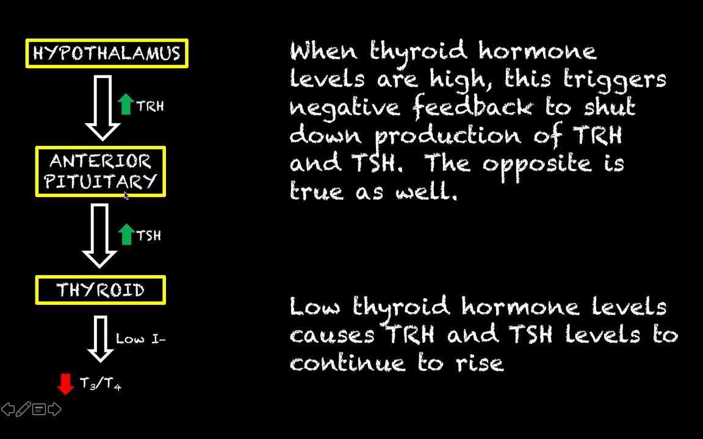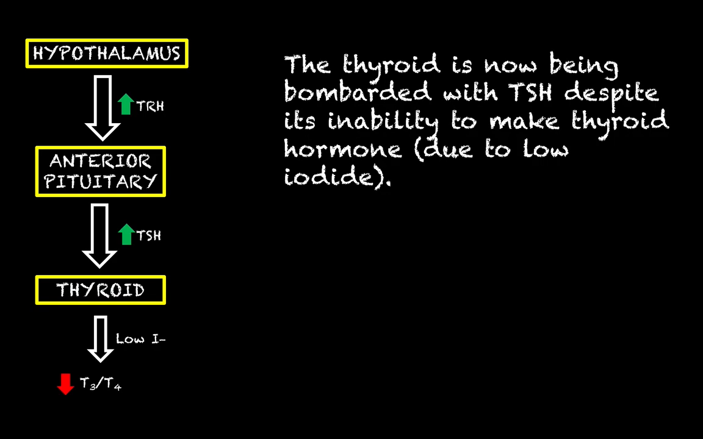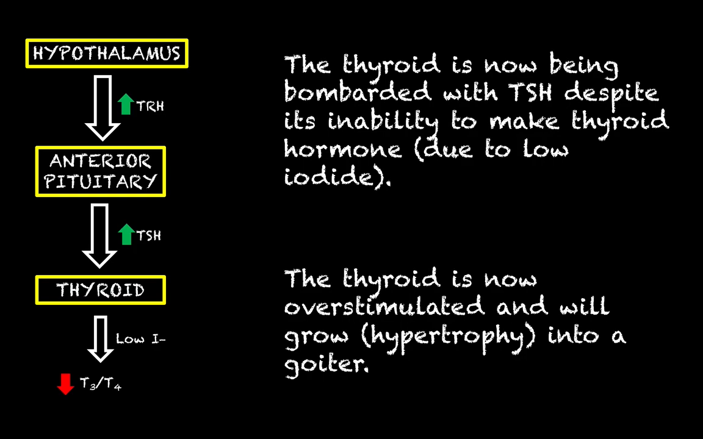So think of this from the perspective of the anterior pituitary. It is sending TSH to the thyroid. It is telling the thyroid, hey, you need to be making thyroid hormone. So if the thyroid doesn't produce the thyroid hormone, the anterior pituitary is going to assume that, well, the thyroid's not listening to me. Well, I better tell it again, except I better tell it louder this time. So from the anterior pituitary's perspective, it's thinking, well, if I just bombard it with even more TSH, maybe it'll listen to me next time. So the thyroid is now being bombarded with TSH despite its inability to make thyroid hormone because of the low levels of iodide. So the thyroid is now overstimulated with TSH, and it is going to grow as a result. Again, that is hypertrophy, and that is how you end up with a goiter.